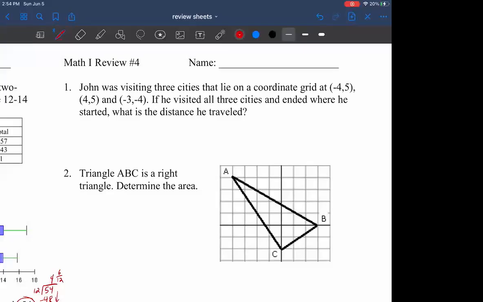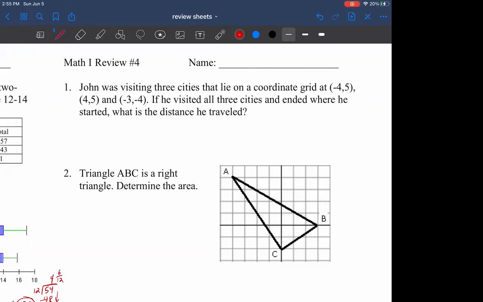Review number 4. John was visiting 3 cities that lie on a coordinate grid at (-4, 5), (4, 5), and (-3, -4). If he visited all 3 cities and ended where he started, what is the distance he traveled?